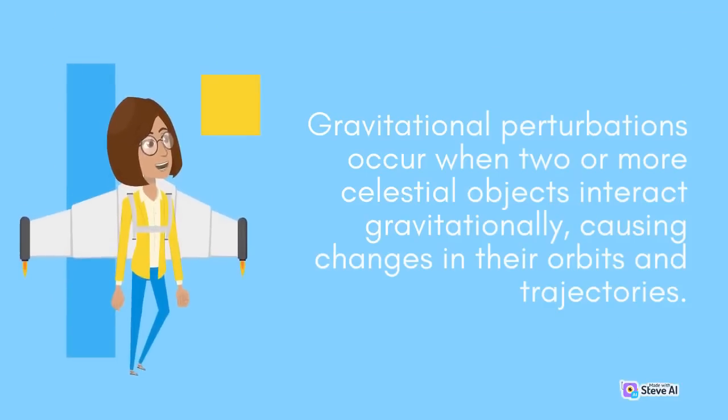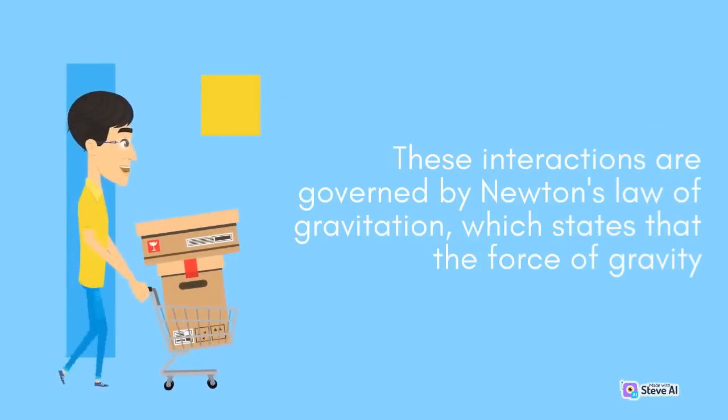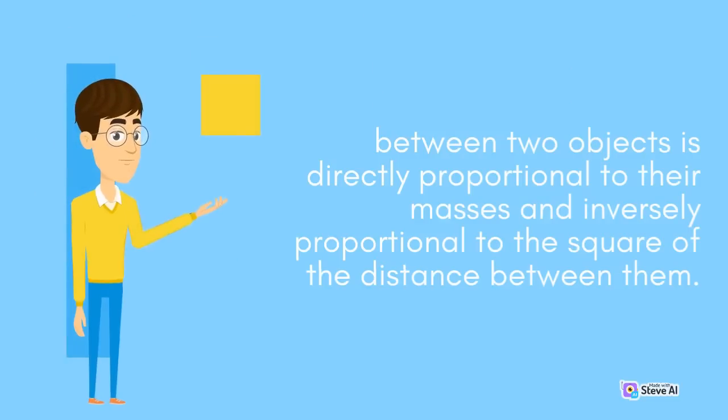Gravitational perturbations occur when two or more celestial objects interact gravitationally, causing changes in their orbits and trajectories. These interactions are governed by Newton's law of gravitation, which states that the force of gravity between two objects is directly proportional to their masses and inversely proportional to the square of the distance between them.